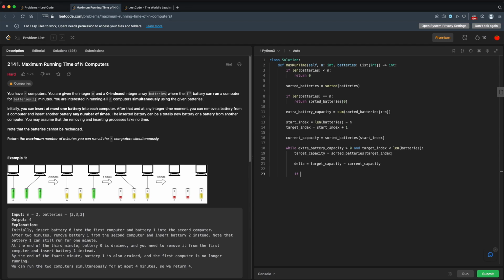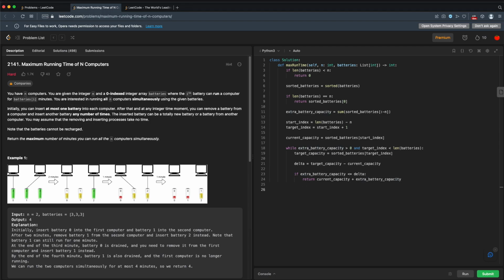So let's see if our extra battery capacity, so if this extra battery capacity is less than or equal to this delta, then we don't really have enough to get to that next target. But we do have enough to get us a little bit more. So we can actually just return our current capacity plus this extra battery capacity. That's as much as we can give it. That's the best we're going to do here. So we can just return our current capacity plus whatever extra battery capacity we have. Now, it won't reach to the target, but it will get us a little bit closer to our goal. So that's the best we can do.